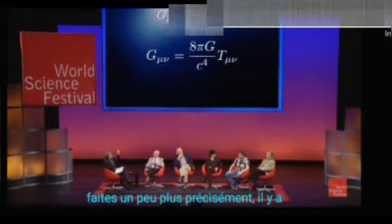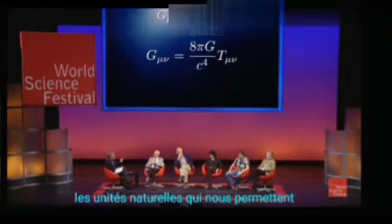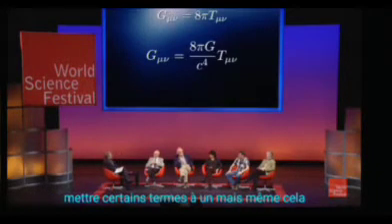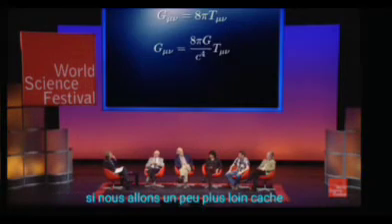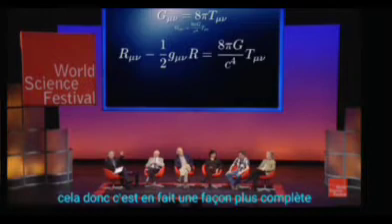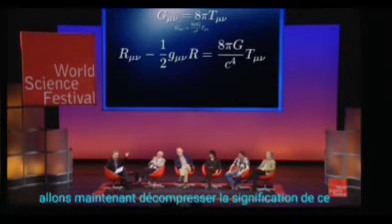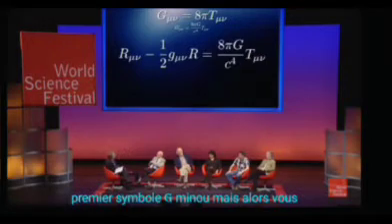And if you're doing it a little bit more precisely, it has a few more symbols in it if you're not using the natural units that allow us to set certain terms to one. But even that, if we go a little bit further, is hiding this. So this is actually a more complete way of expressing the equations if we're now going to unpack the meaning of that first symbol, g mu nu.